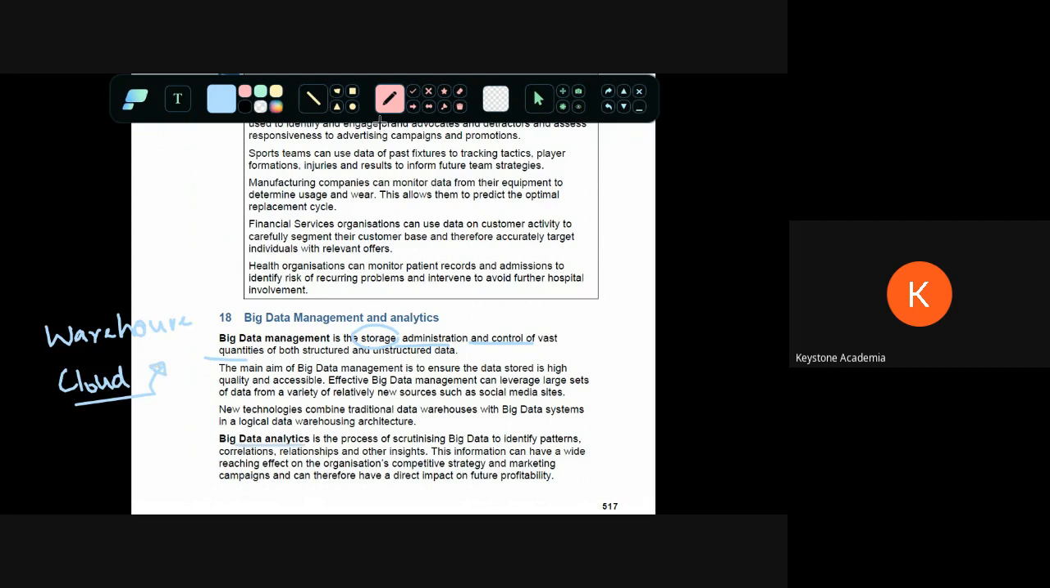Big data analytics is scrutinizing all that data to identify the patterns, correlations, relationships, and other insights to establish a trend, to establish useful information for a company to further make decisions. Maybe we can find out that this particular segment of customers is liking our product. So what we do, we make an advertisement which is particularly targeting that segment of customers. That is how big data analytics helps. Okay.